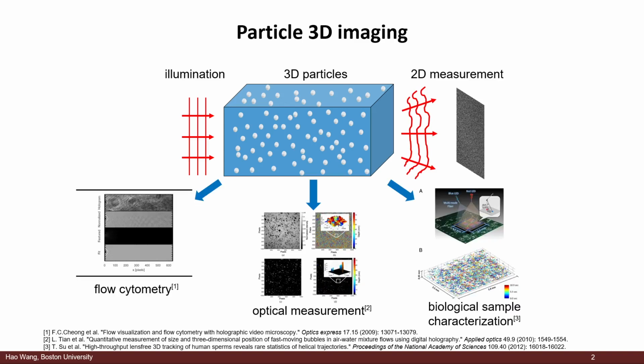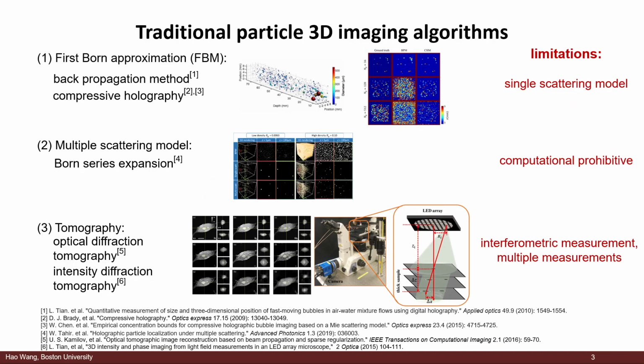It has been widely used in a lot of areas, and we can say it's a challenging problem because it's severely ill-posed, since we want to estimate a 3D volume from a single 2D measurement, and we have to deal with the challenge of multiple scattering with the increase of the particle density. There have been some studies that try to solve this problem, but there are some limitations, like the single scattering assumption and the large computational costs, which are still not solved.